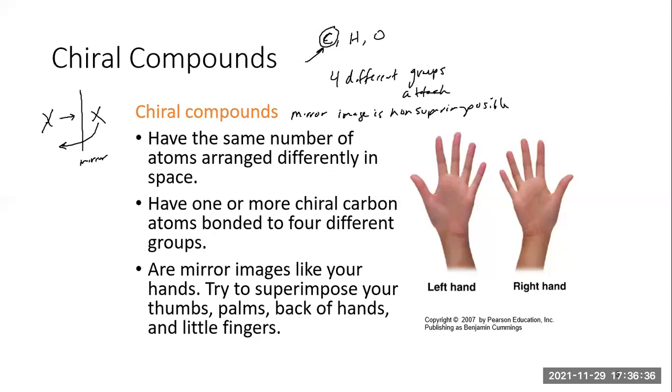And that's because there are 4 different groups attached. There's always going to be a group that's off when you take the mirror image out as it reflects in the mirror. There'll be a different connection that sometimes happens as well, and that will cause that mirror image really not to be superimposable.